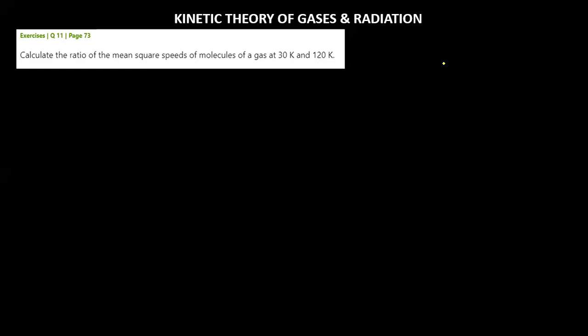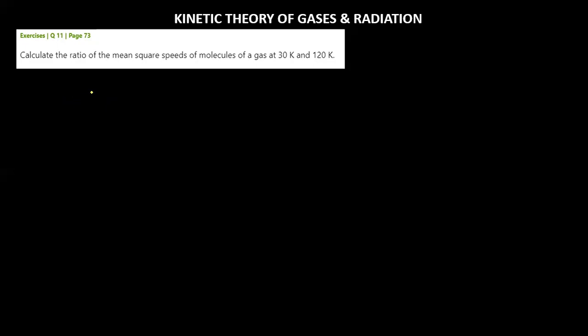Let us see few numericals from kinetic theory of gases and radiation. The first question is calculate the ratio of the mean square speeds of molecules of a gas at 30 Kelvin and 120 Kelvin. So we have been given two temperatures. One is 30 Kelvin, other one is 120 Kelvin. And we need to compare the ratio, or we need to compare the mean square speeds of the molecule.